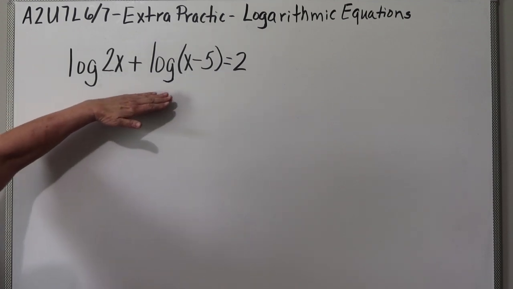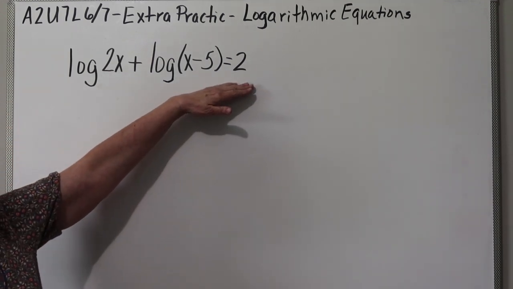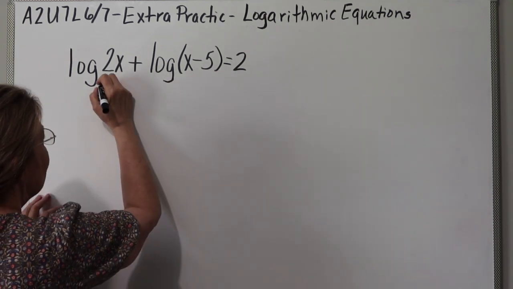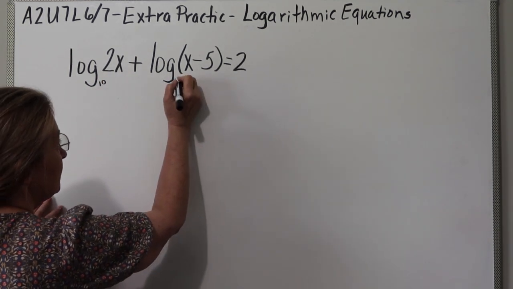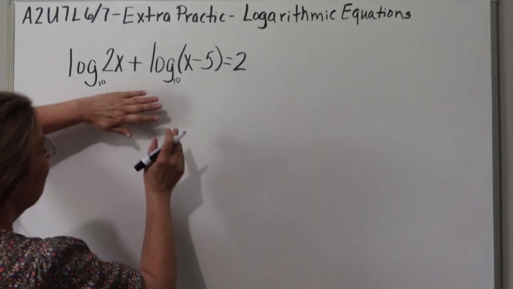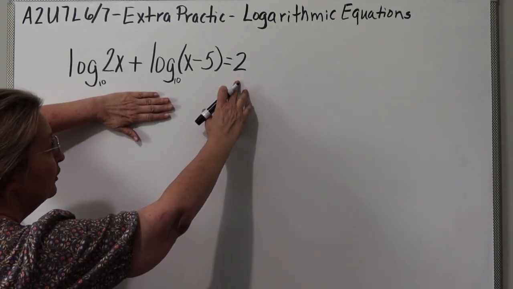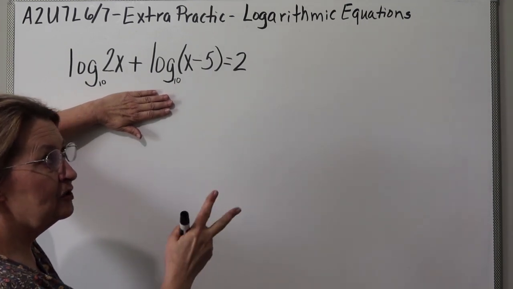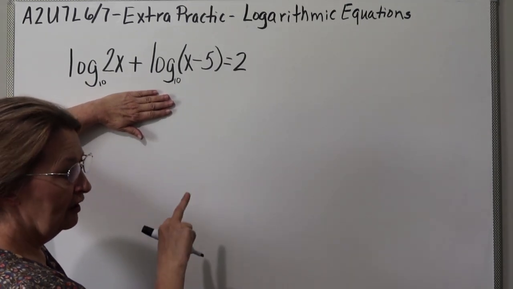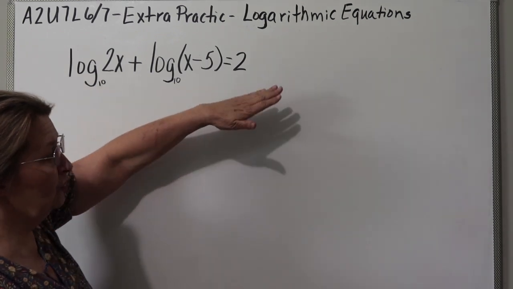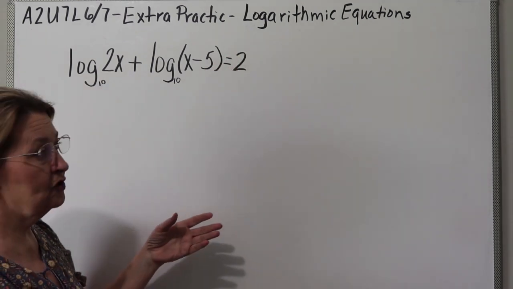Log of 2x plus log of x minus 5 equals 2. Now remember, if you don't see a base, that base is understood to be base 10. That's your common log. Alright, I see that I have logs on one side and a number on the other, so log to number is the type of problem. Remember, there were two types: log to log and log to number. Now with log to number, you're going to use your conversion to exponential.